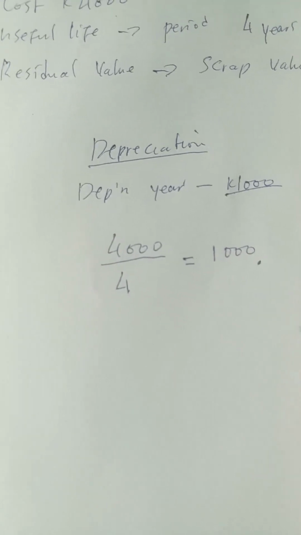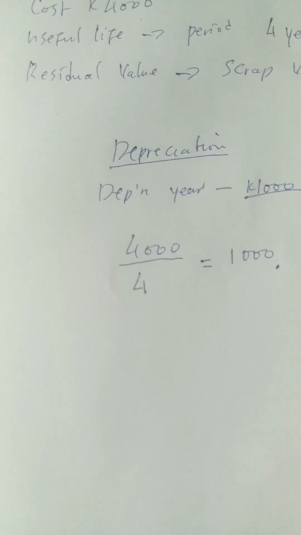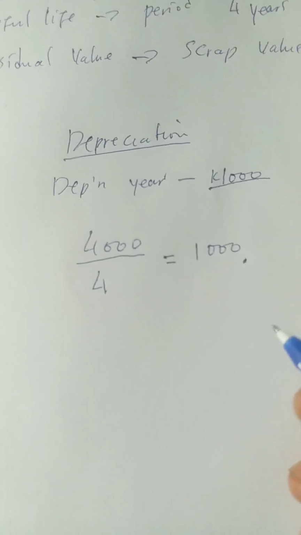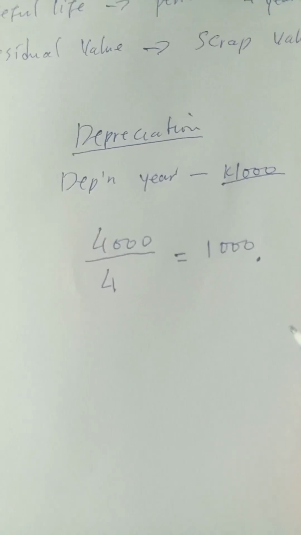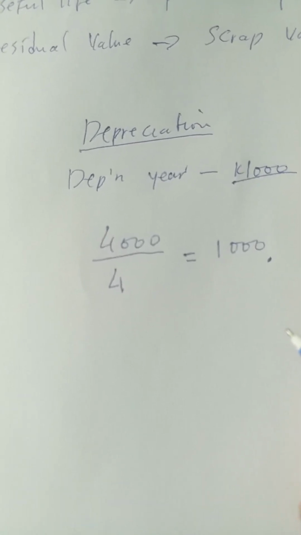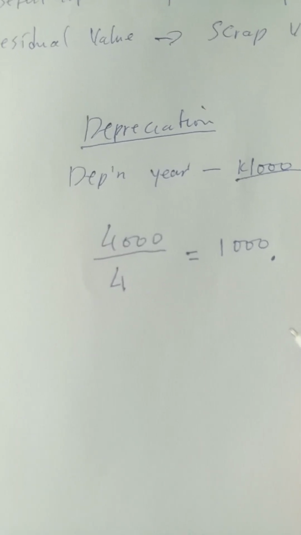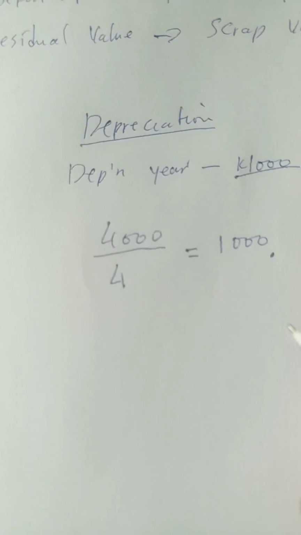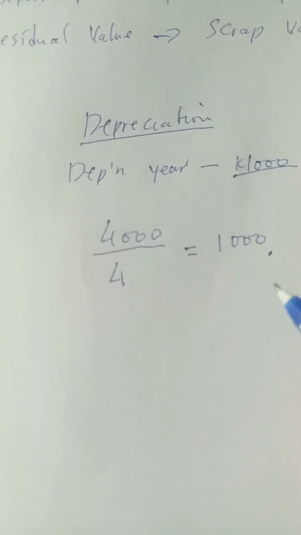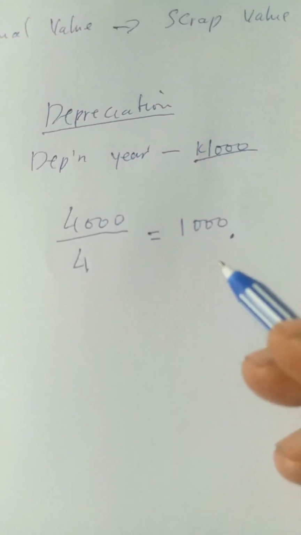So let's define depreciation. Depreciation is a way of charging or spreading the cost of a non-current asset by the business in the statement of profit or loss over its usage period, less the scrap or residue value. Okay, let me explain this. Maybe it's not making too much sense. Let me just quickly explain.